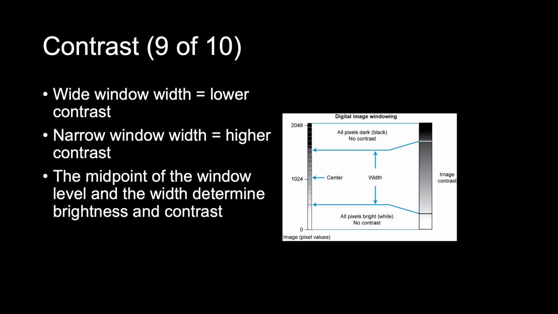So going up and down, let's see if I can get the pointer to show up. Okay. So going up and down, like I said before, that is the window level, and we are changing the brightness of the image. Going left to right, that is the window width, and we are changing the contrast of the image.